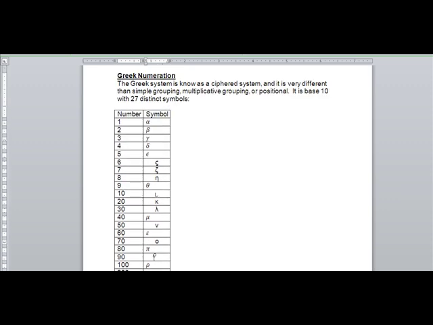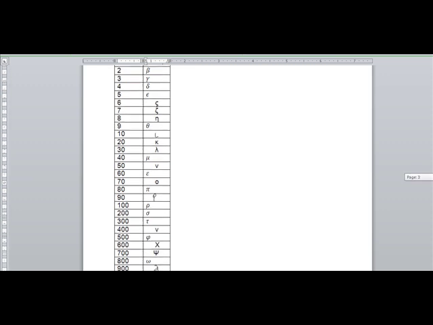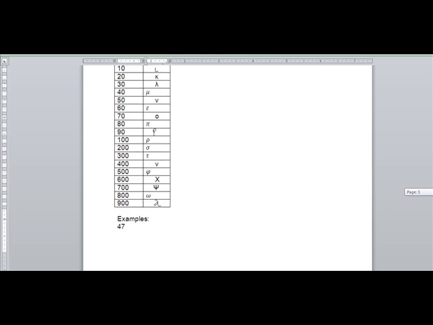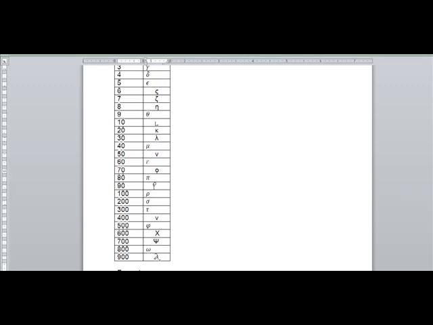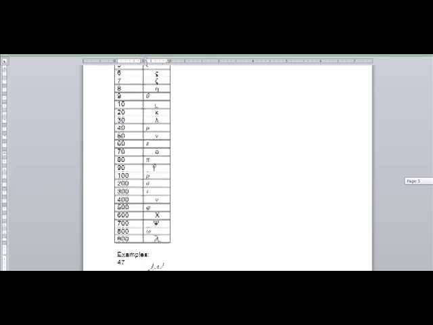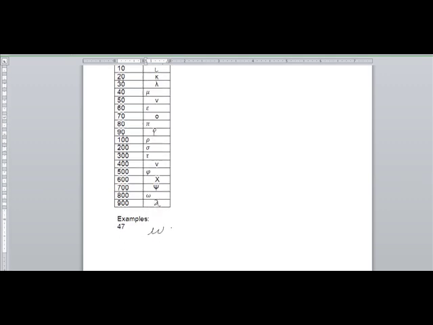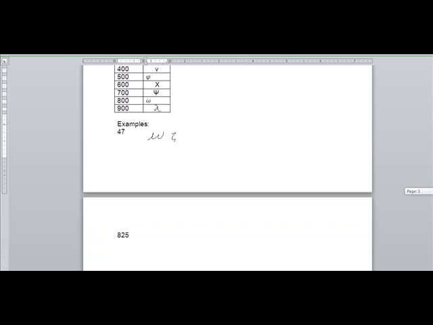Now, it turns out that the numbers are very easy to write. Basically, you just write the two symbols. So 47, we just look up here, and a 40 is a mu. And then we go up here, and 7 looks like a squiggly. Okay, so that's all we have to do. So in that respect, it's fairly easy to write.